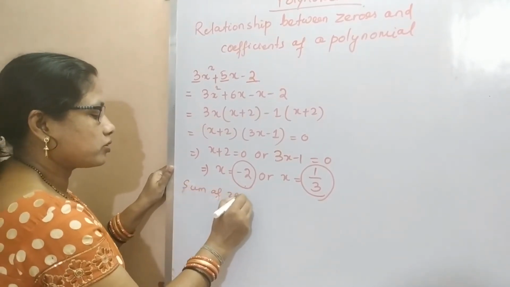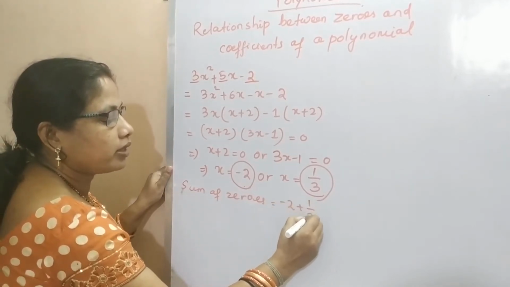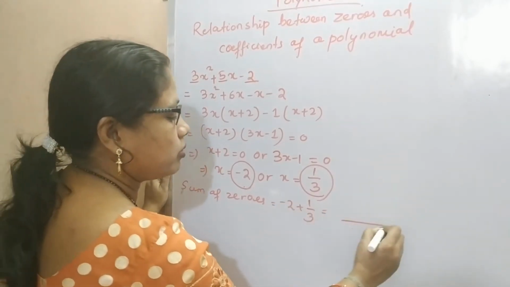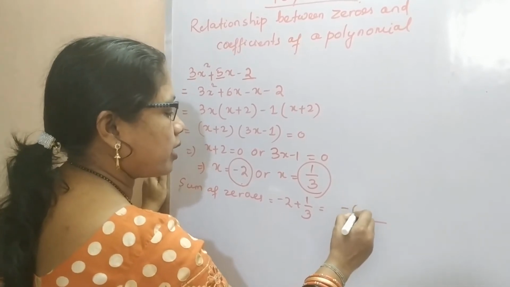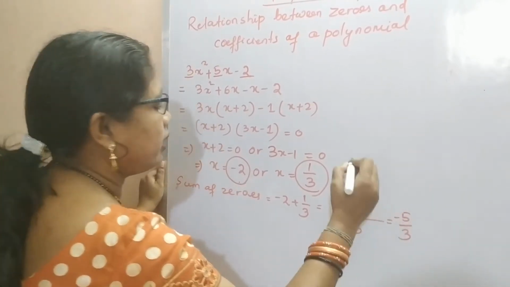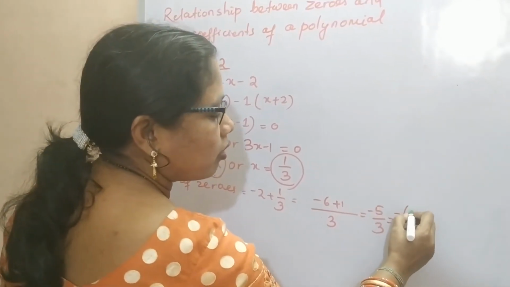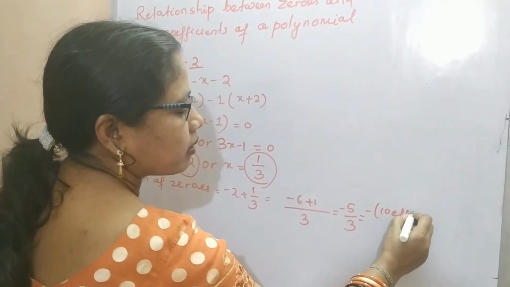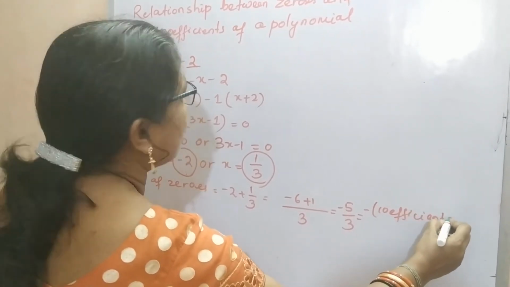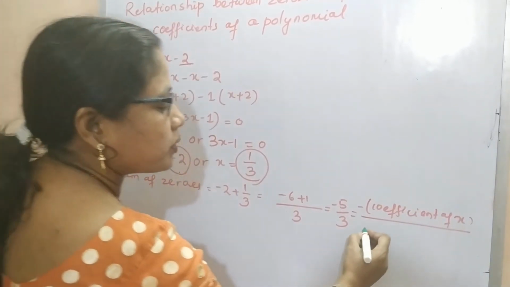Sum of zeros is equal to minus 2 plus 1 by 3. So this is equal to minus 6 plus 1 by 3. This is equal to minus 5 by 3. So this is equal to minus of coefficient of x by 3, which is the coefficient of x square.